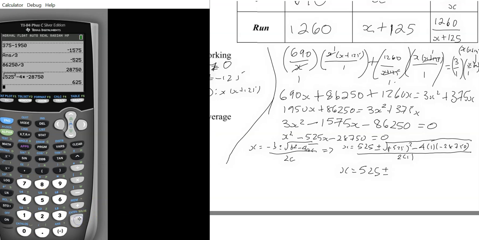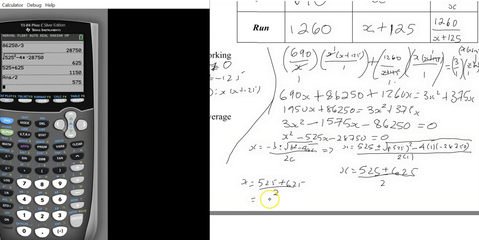Let's see if that just actually works out to a number, like 625 over 2. So x will be 525 plus 625 over 2, which is 525 plus 625. So let's just work those out. 1150, right, divided by 2 is 575.